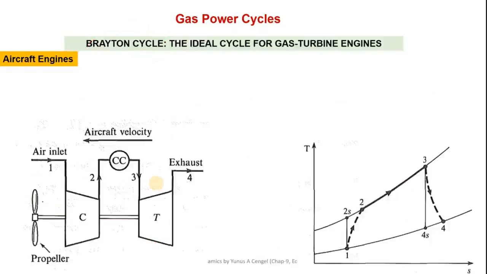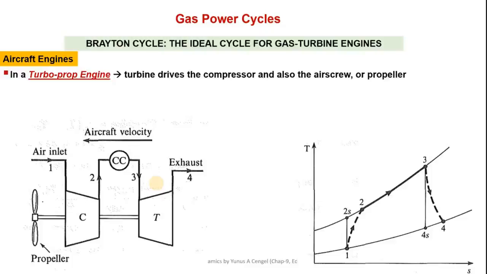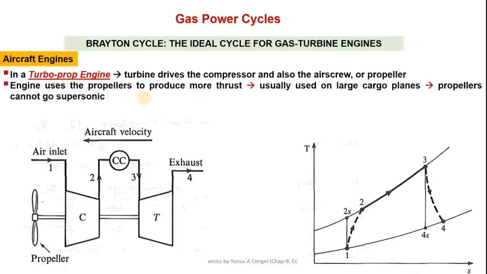Here you see another type of turbojet engine which is called a turboprop engine. So the turbine here drives not only the compressor but also this air screw or propeller. Right. So the engine uses propellers here instead of a nozzle. We may use this propeller to produce more thrust. So it is usually used on large cargo planes.